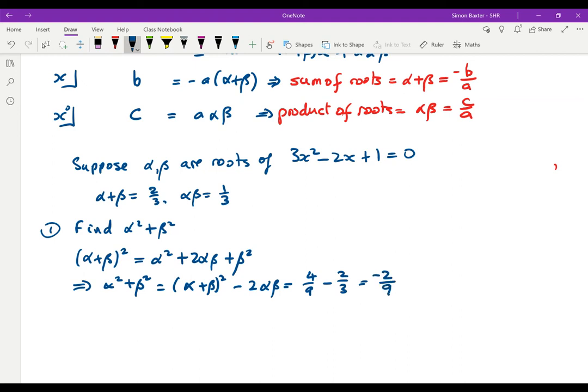Just in passing, notice that alpha squared plus beta squared has come out to be negative. That means that in this particular case, the roots that we're dealing with are complex numbers.